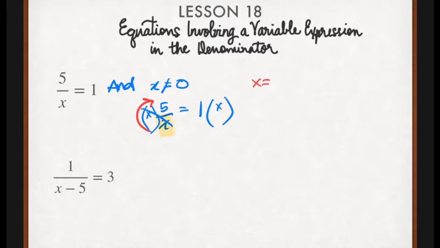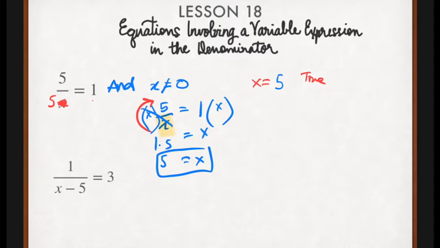This will give me x divided by x, which gives me a 1. And 1 times 5 is going to be equal to 5. And on the other side, we have x. So we have our first answer, x is equal to 5. Let's go ahead and plug it in and see if it works. We have our original right here. 5 divided by 5 is going to be equal to 1. So we know that this is going to make the equation true, our first solution set.